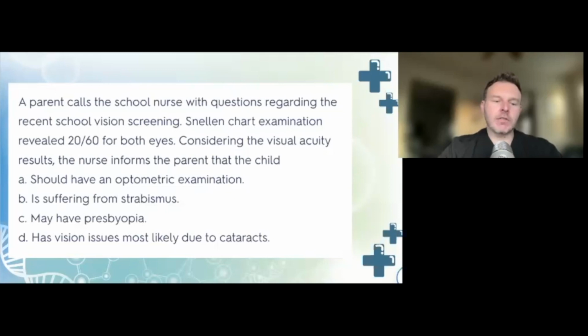So the answer for this one is A. Correct normal vision is going to be considered 20/20. The larger the denominator, and that denominator is larger, it's 60, the poorer the patient's visual acuity is. So the 20/60 means that the patient, when standing 20 feet away, can read a line that a person with normal vision can read at 60 feet away.